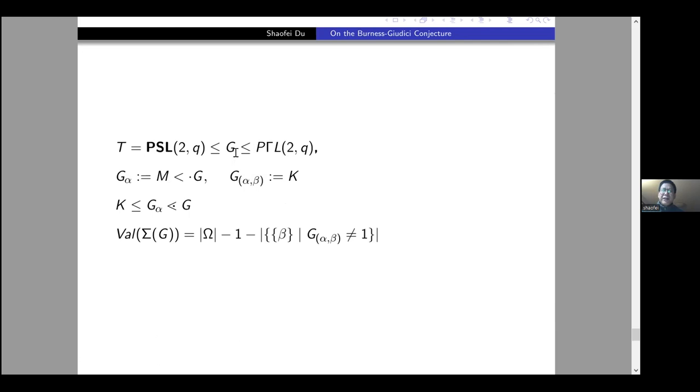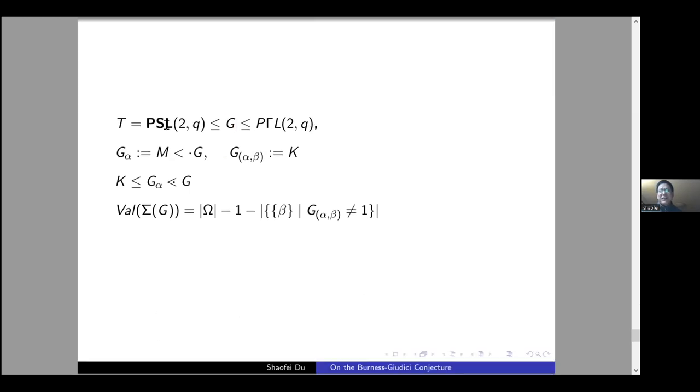Okay, you take a group G between PSL2(q) and PΓL2(q). The circle is the PSL2(q). You need to consider all of G between PSL2(q) and PΓL2(q). Okay, you take M a maximal subgroup of G, that will be a point stabilizer G_alpha. You should consider all maximal subgroups of G under the conjecture. That means you consider all primitive representations of G on each M. So let K be a stabilizer of G_alpha. Then you have such a series: K, G_alpha, G, with G_alpha maximal in G.